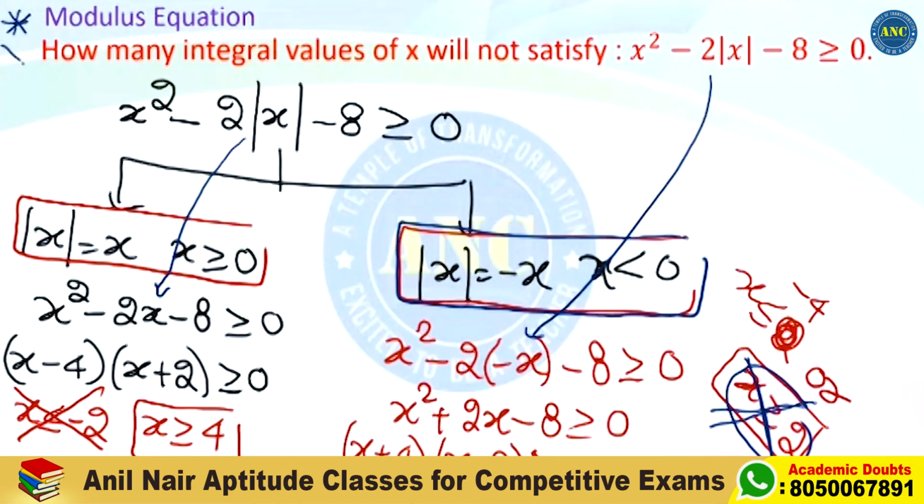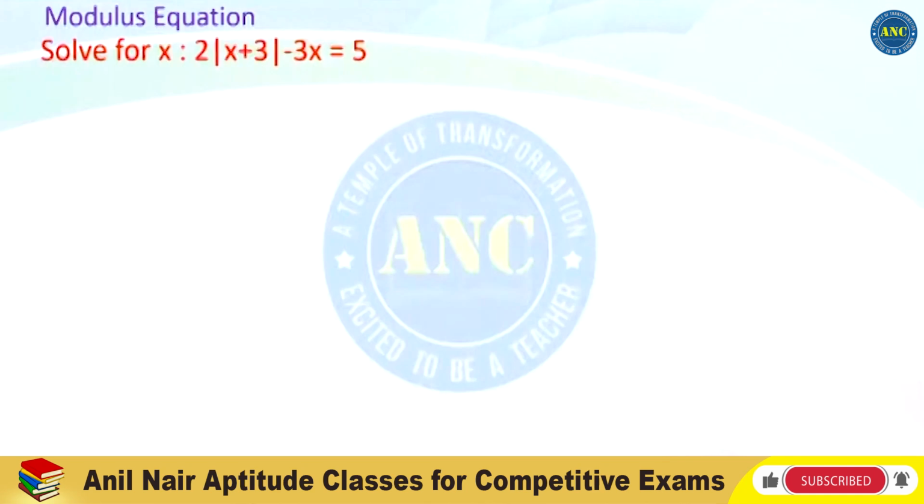Very important tricky question, where most of the students will just probably tick mark x less than or equivalent to minus 4 or x greater than or equivalent to 2. X greater than or equivalent to 2 is a positive value. X is substituted with minus x, so that is incorrect. I hope the idea is clear. Very carefully selected question, sir.